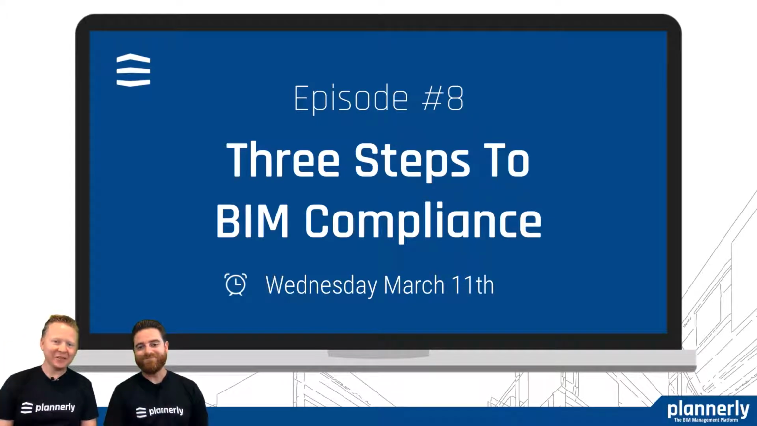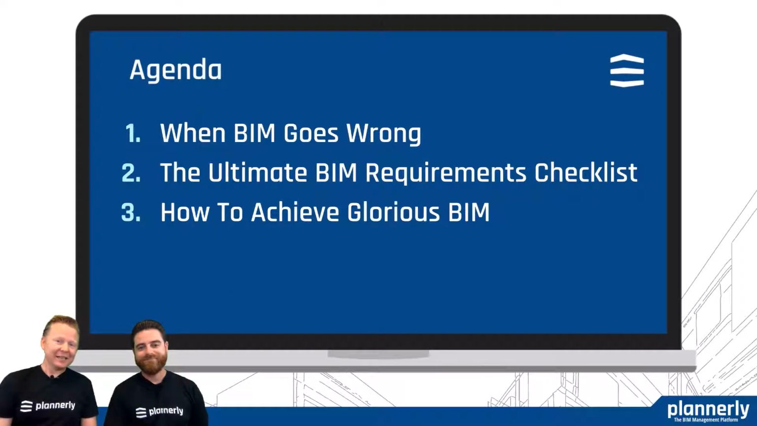And today we are going to be talking about 3 steps to BIM compliance. The agenda will be, first of all, talking about when BIM goes wrong, and that's really to highlight the importance of having a compliance workflow. The second one is an ultimate BIM checklist to help us to define those requirements that we need. And the third one, how to achieve glorious BIM. So tying those two together and really making sure that all that hard work that's gone in a project is glorious.